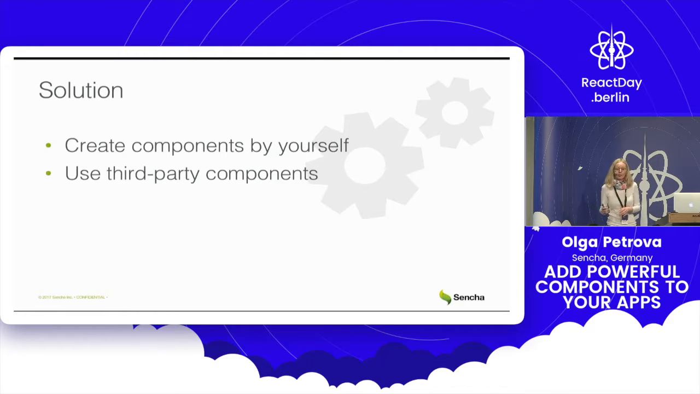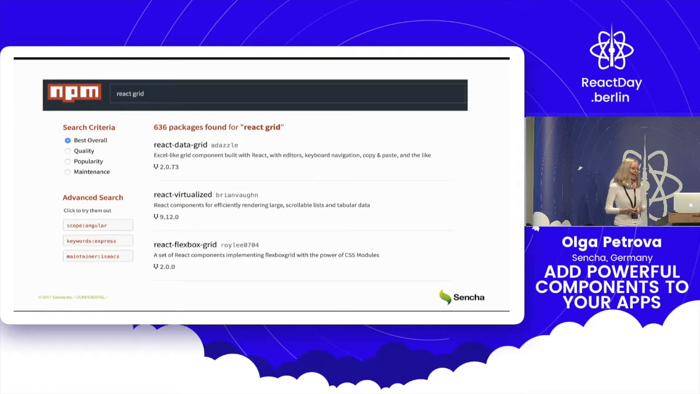The first approach would work great if you need to develop something relatively simple, or if you have brilliant developers, or if you have unlimited time. In most cases, many teams need to go with the second approach and use third-party components. And of course, the best source to find third-party components is NPM.